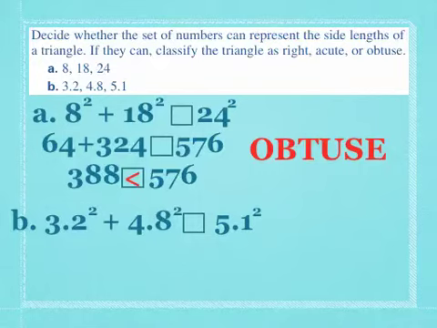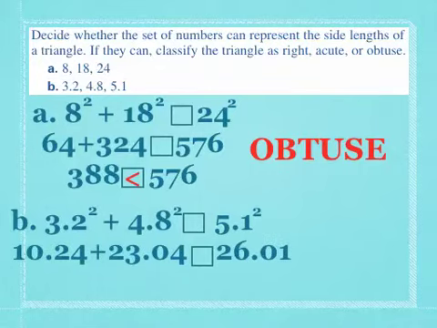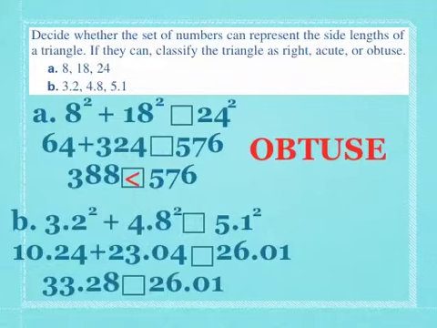3.2 squared is 10.24. 4.8 squared is 23.04. And then 5.1 squared is 26.01. When you go ahead and add these, you get 33.28 compared to 26.01. In this case, the sum of the squares of the two smaller sides is greater than the square of the larger side. So this triangle would be an acute triangle.